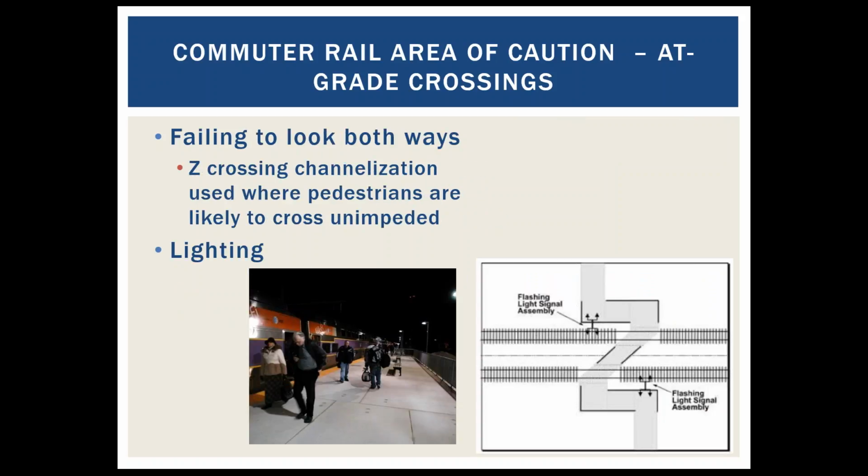Other things that you want to consider when getting pedestrians across the tracks, or even navigating the roadway network as a whole, are when pedestrians fail to look both ways. Putting in a Z crossing uses that concept that orients pedestrians to the approaching vehicles.